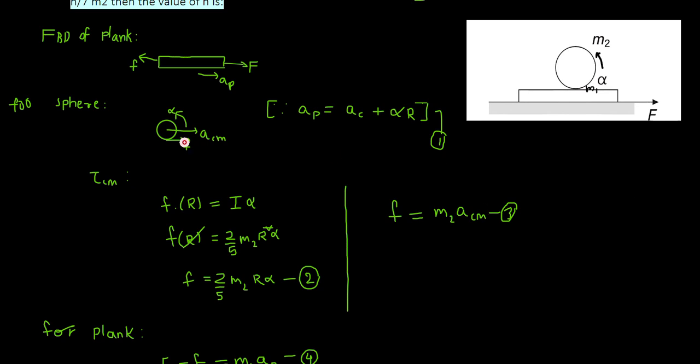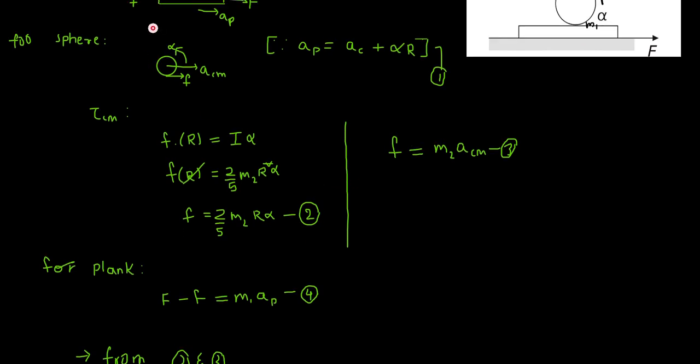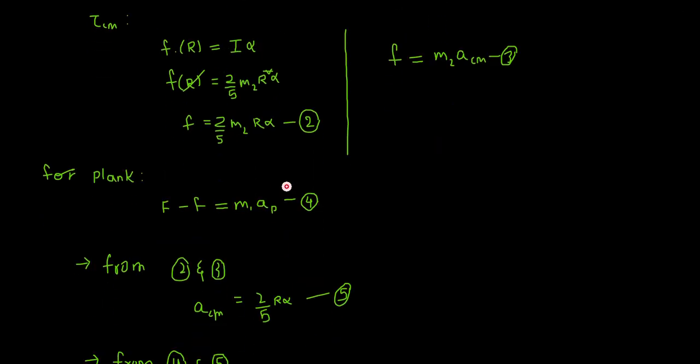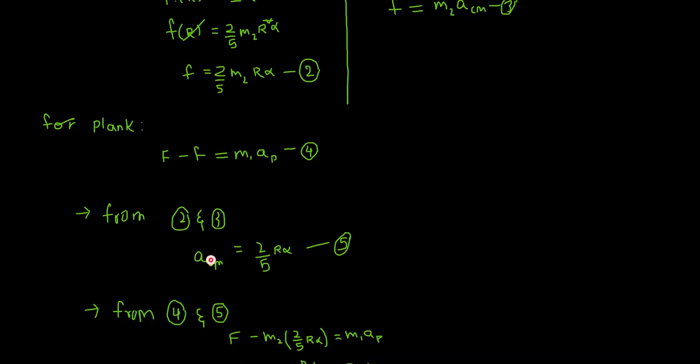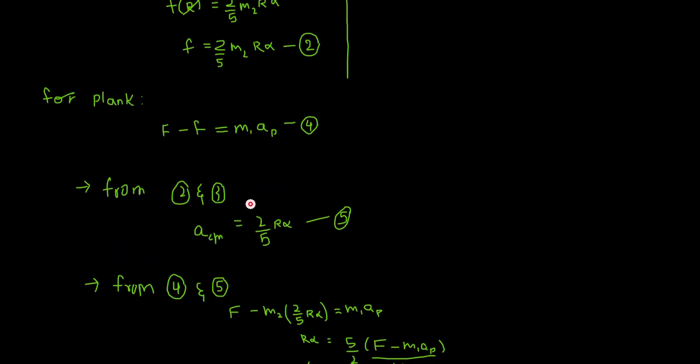On the sphere, F equals mass into acceleration, equation 3. For the plank as well, we write capital F minus friction equals m1 into the acceleration of the plank, equation 4. After basic calculation, solving 2 and 3, we get the acceleration of the center of mass equal to 2/5 r alpha, equation 5. Now we use equations 4 and 5.